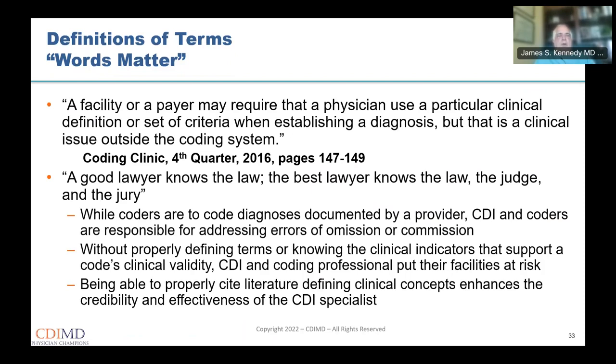Coders can only code what was documented in the record. And we know that a good lawyer knows the law, the better lawyer knows the law, the judge and the jury. While the coders can code only what the doctor documents, unless we are certain that the documentation and codes can pass the smell test or the retrospective scrutiny, we may at some time be having to have some conversations with the physician, bringing these issues up without them feeling that we're challenging their medical decision making. So our ability to cite literature, to navigate, negotiate, and not alienate is going to be part of what we have to do.